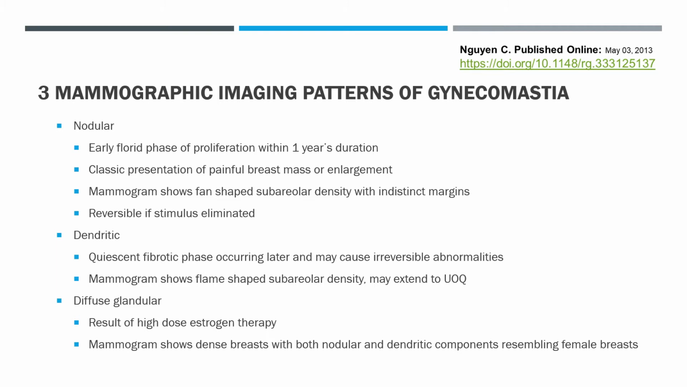The dendritic phase is more fibrotic and can cause irreversible abnormalities. Mammogram shows a flame-shaped subareolar density that can extend from the areolar region to the upper outer quadrant. And diffuse glandular is much more prominent and usually the result of high-dose estrogen therapy in men. Mammogram can show dense breasts with both nodular and dendritic components, often resembling female breast tissue.